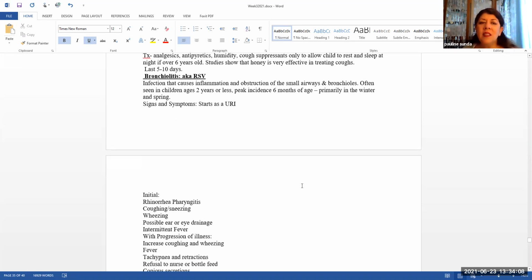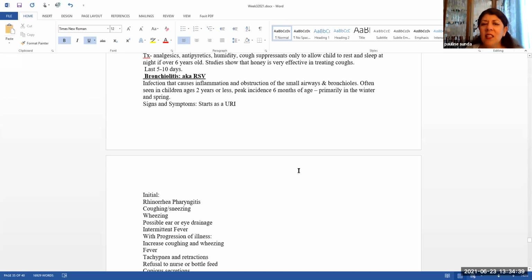Bronchiolitis. This is an infection that causes inflammation and obstruction of the small airways and bronchioles. One of the viruses that can cause this condition is respiratory syncytial virus. So it's not uncommon to see bronchiolitis, also called RSV. This is often seen in children ages 2 or less. Peak incidence is 6 months of age. We see this primarily in the winter and spring.